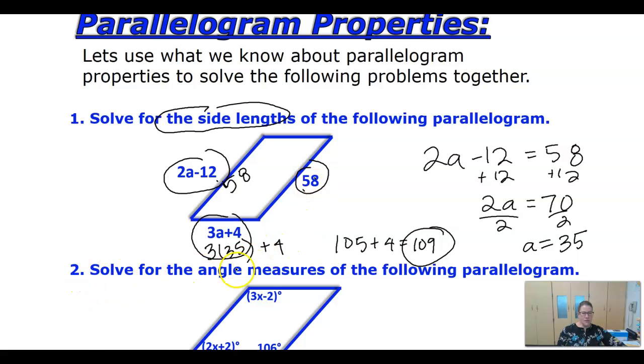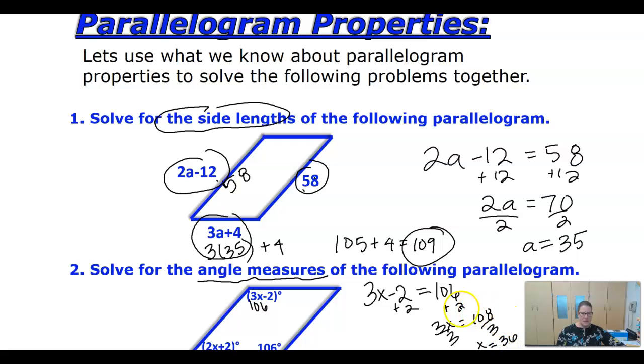Okay. Number 2, solve for the angle measure of the following parallelogram. I have one angle here that is 106. This is kind of cut off a little bit, but this angle down here is 106. This one across from it is 3x minus 2. So those are opposite angles, so I know that they are going to be equal to each other. And then this is also asking me to find the angle measures. I know that one's 106 because they're opposite. I can then plug in x once I find it to find this other angle. So if I add 2 to both sides, I'm going to get 3x equals 108. Divide both sides by 3, and x equals 36.